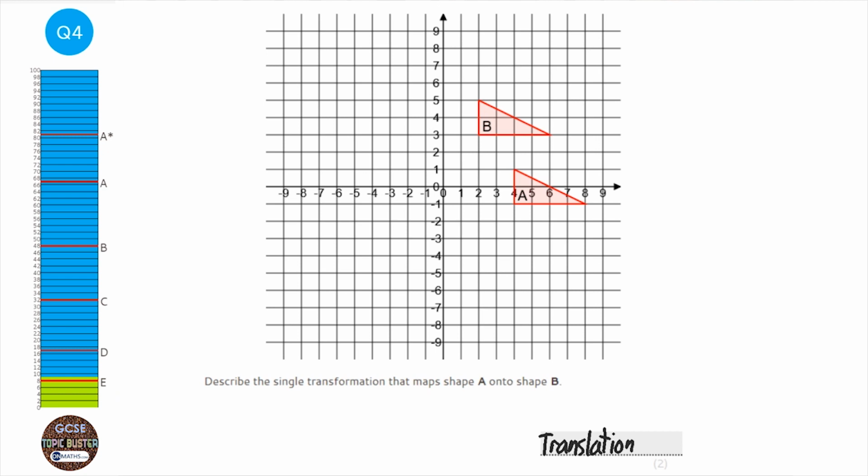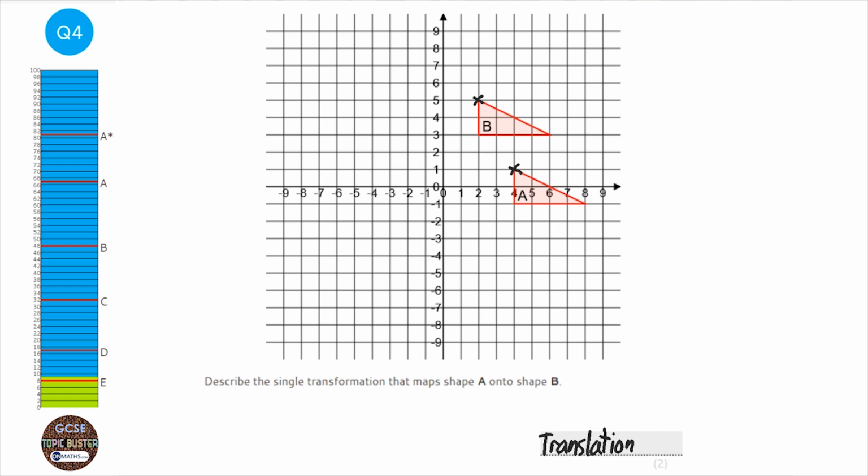So to describe a translation, you need to pick the same point on both the shapes. Now, I always pick the top left point, but it doesn't really matter as long as you're consistent between the two shapes. So I'm going to pick the top left on A, and I'm going to pick the top left on B. And the first thing you do is find out how many jumps it takes to go left or right from A to B.